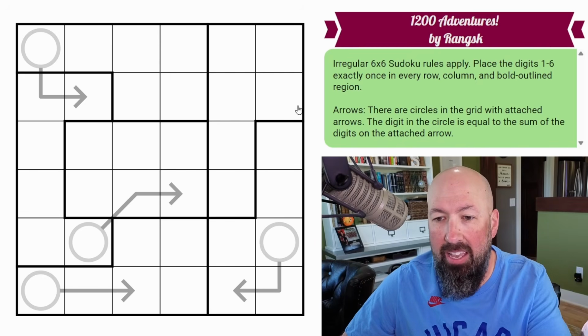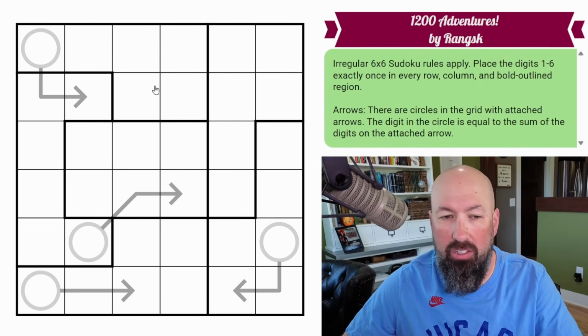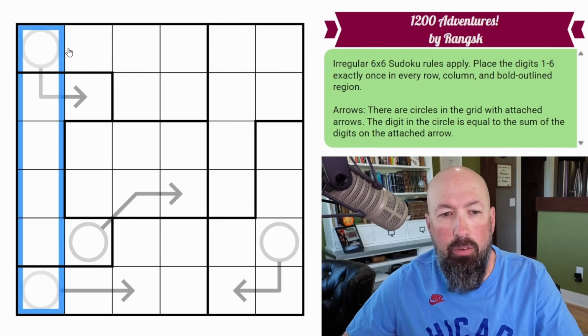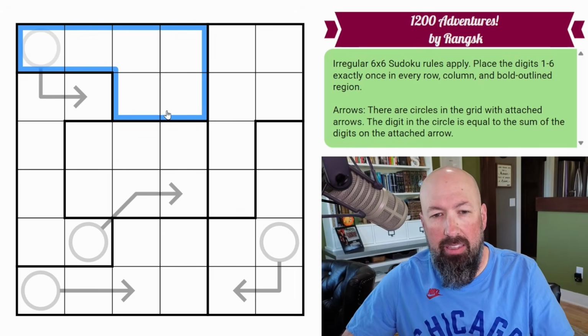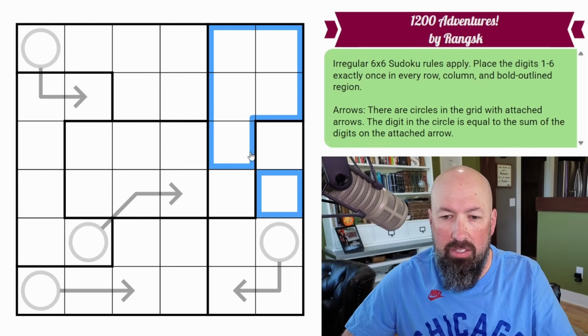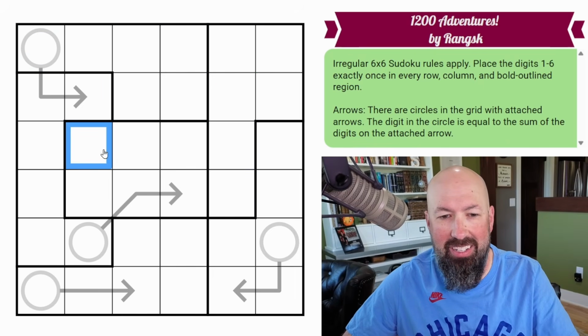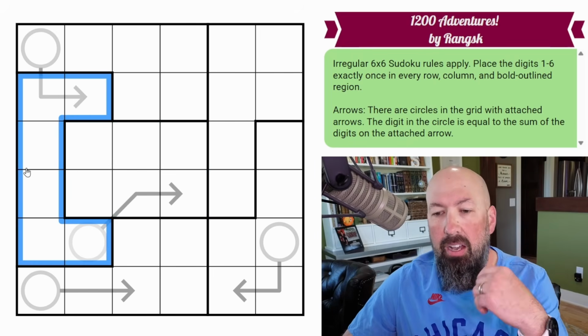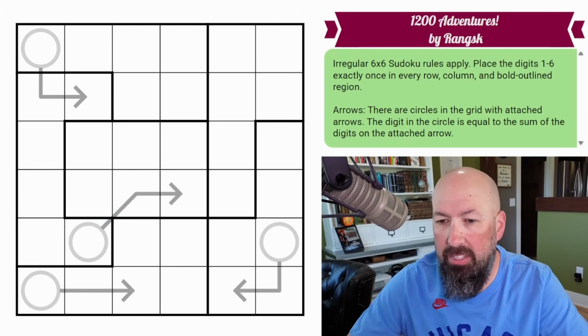But the rules today are irregular 6x6 Sudoku rules. So we're placing the digits 1 to 6 exactly once in every row, every column, and every bold outlined region. Like this is a region. This is a region. There's one right here in the middle that looks like the normal shape. This one's a region, and that's the irregular part of it.